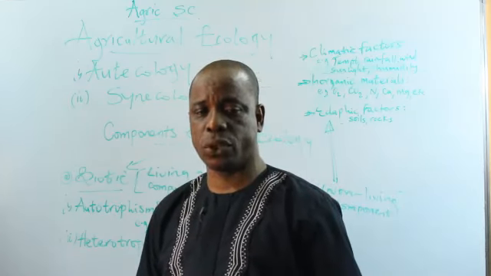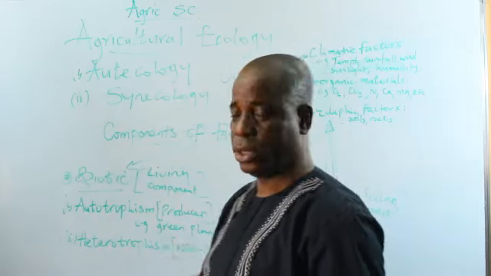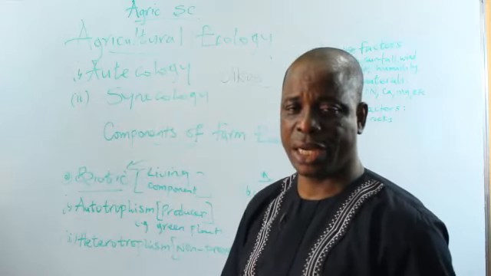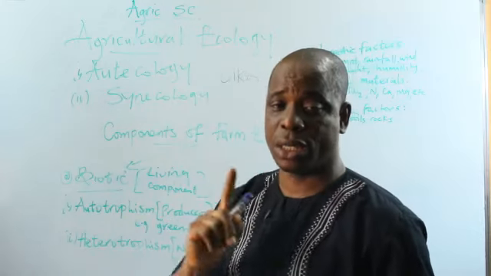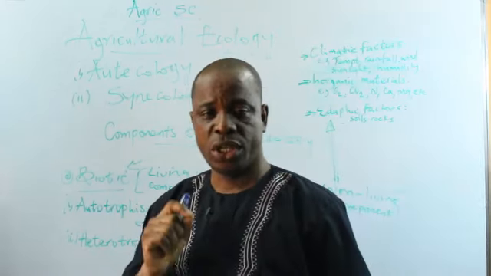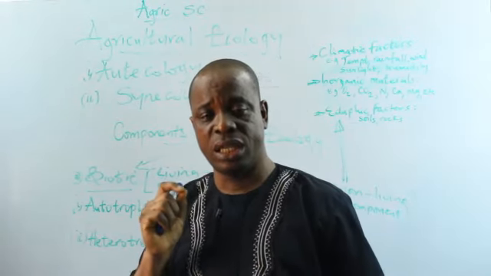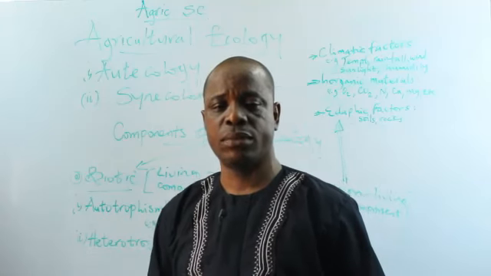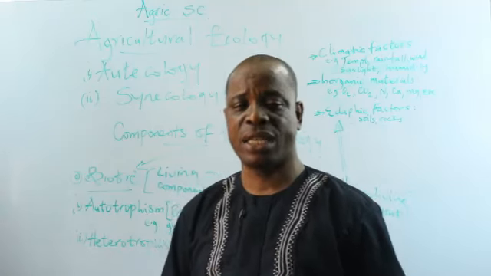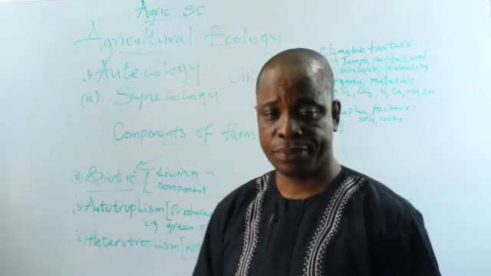Now, agricultural ecology is divided into two. You have the autecology and the synecology. Autecology is the study of individual organisms in relation to its environment. The study of an individual organism or a species of an organism in relation to its environment. For instance, the study of a cow in relation to the grassland where it's feeding.